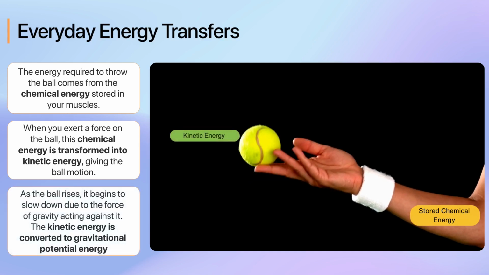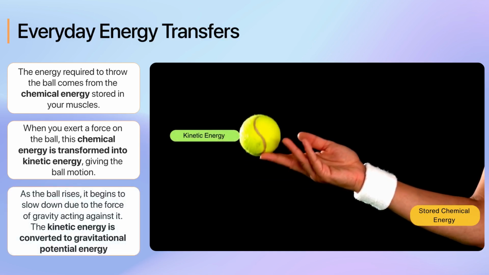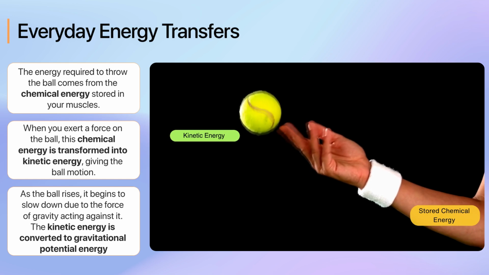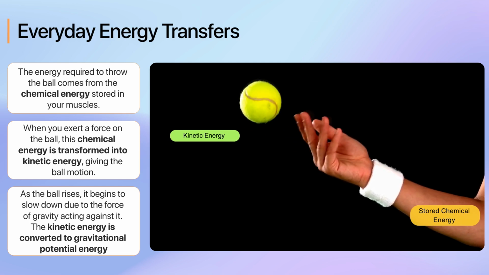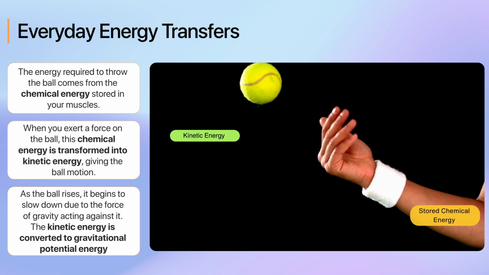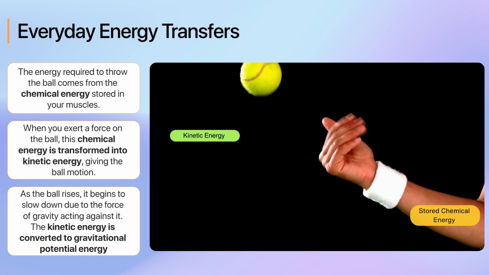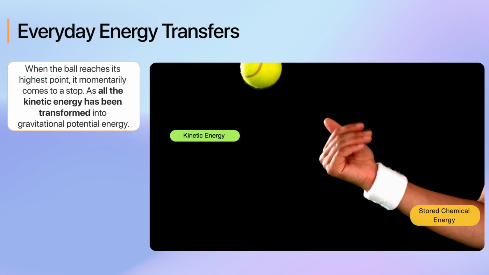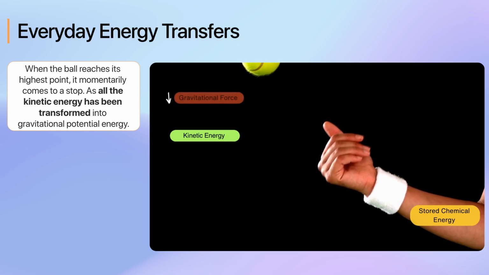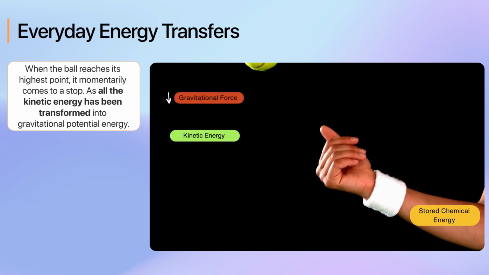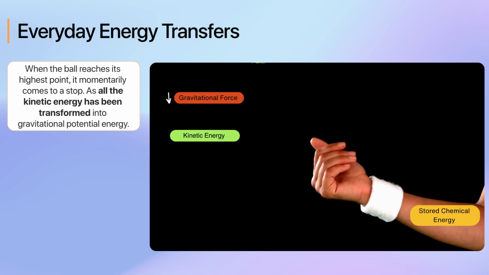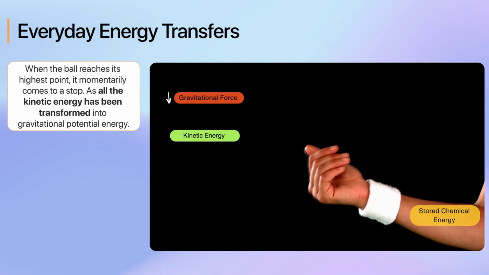As the ball rises, it begins to slow down due to the force of gravity acting against it. During this upward motion, the kinetic energy of the ball decreases. However, this energy isn't lost. It is converted into gravitational potential energy, which increases as the ball gets higher. When the ball reaches its highest point, it momentarily comes to a stop. At this point, all the kinetic energy has been transformed into gravitational potential energy. This marks the maximum height the ball will attain, and the energy is now entirely stored as gravitational potential energy.